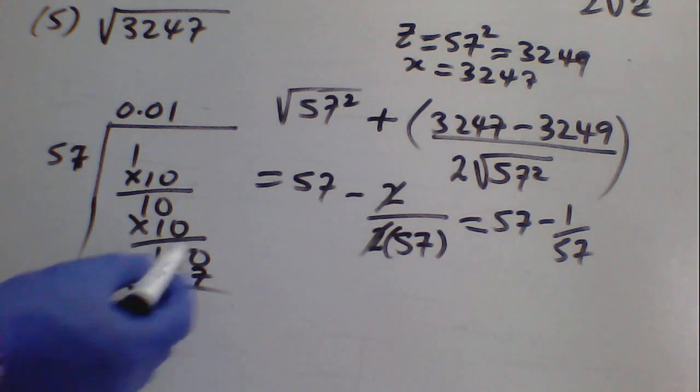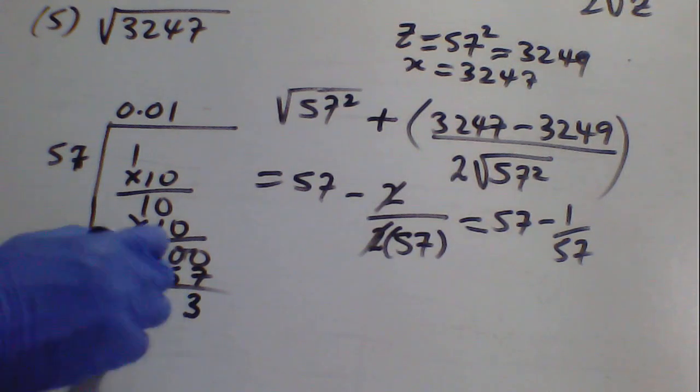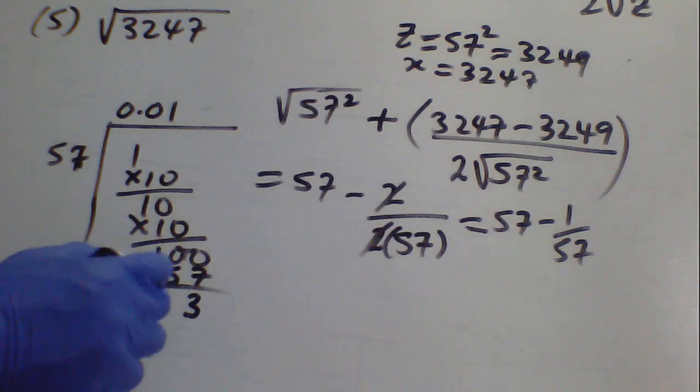So carry 1 from 10, put here, it gives us 10. 10 minus 7 will give us 3. Remember, when you carry 1, what is left? 9. 9 minus 5 will give us 4.